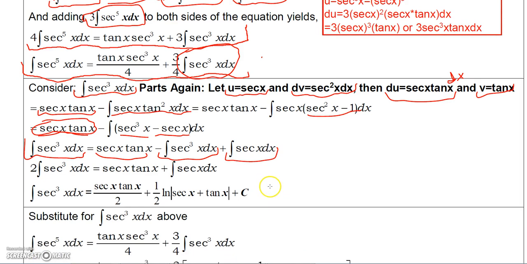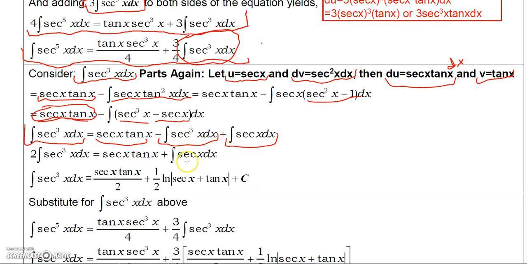Okay, now let me show you what we can do here. Remember, what we're looking for is this secant cubed x. So notice over here I have minus the integral of secant cubed x. Well, what if I add this integral right here to both sides? Well, if I add it to this side, it's just going to cancel it.